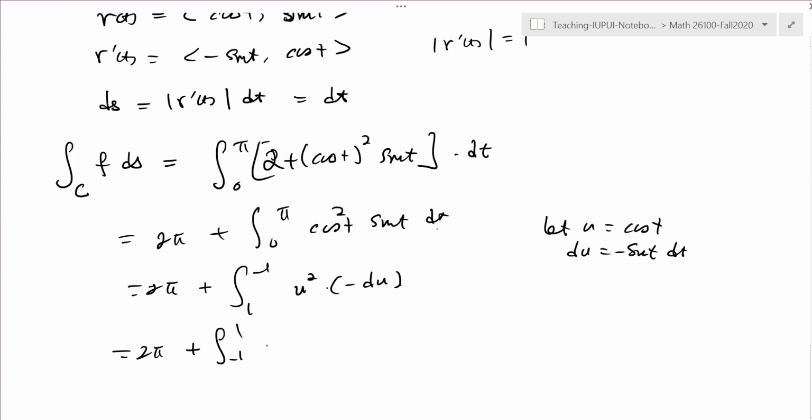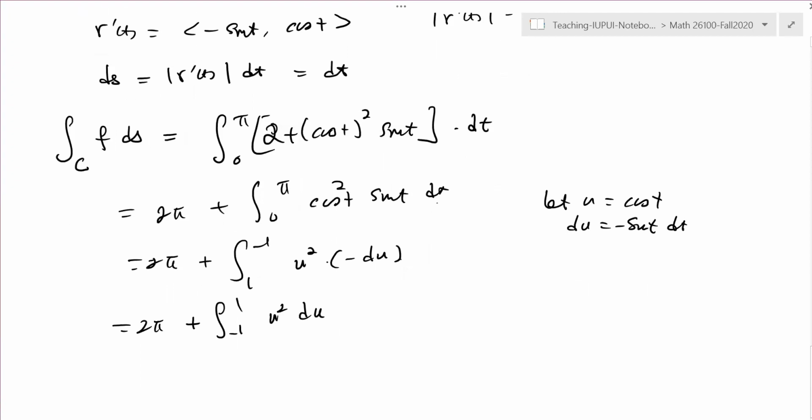I change the order, then I get rid of the negative sign. Then the antiderivative of this will be 1/3 times u cubed from negative 1, and the answer will clearly be 2/3. So that is the answer, 2/3.